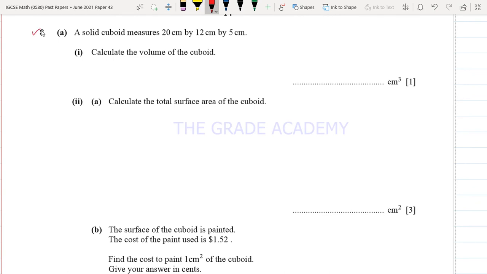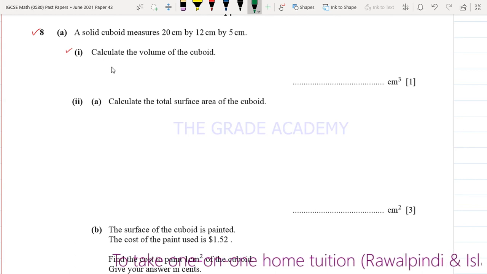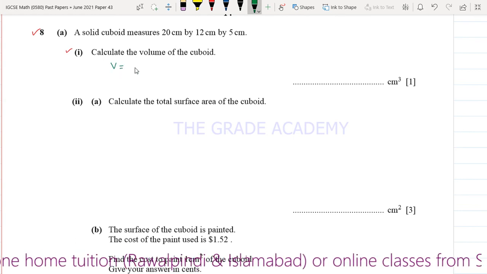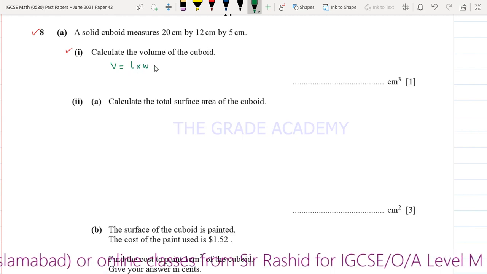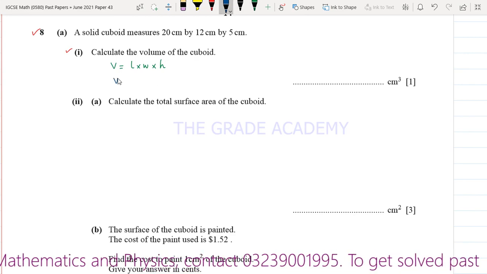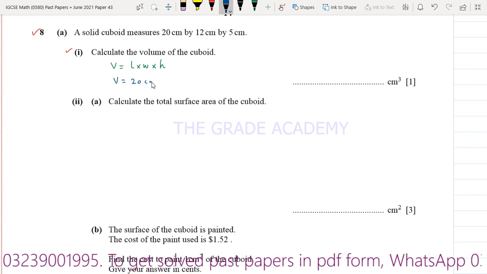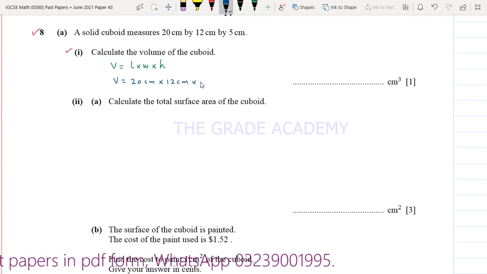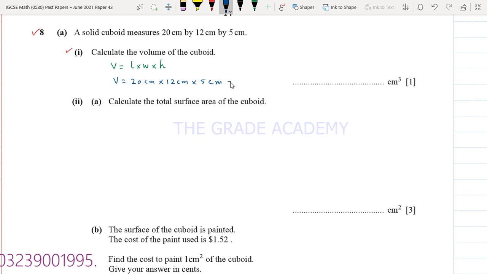Now we are going to solve question number 8. A solid cuboid measures 20 cm by 12 cm by 5 cm. Calculate the volume of the cuboid. The volume V of a cuboid is given by the formula length times width times height. So using this formula, the volume of the given cuboid will be equal to 20 cm times 12 cm times 5 cm, which becomes 1200 cubic centimeters. So the volume of the cuboid is 1200 cubic centimeters.